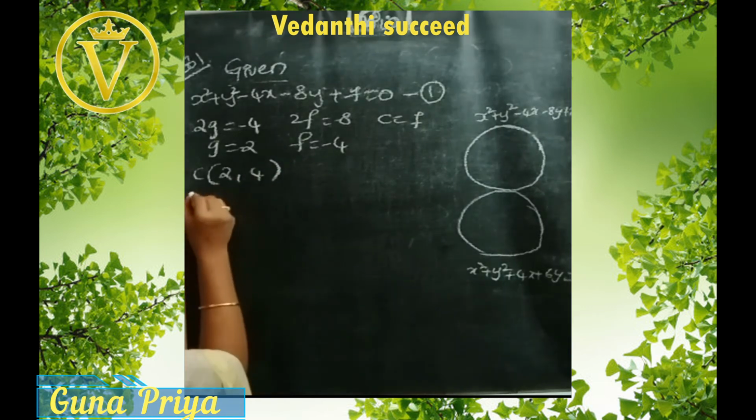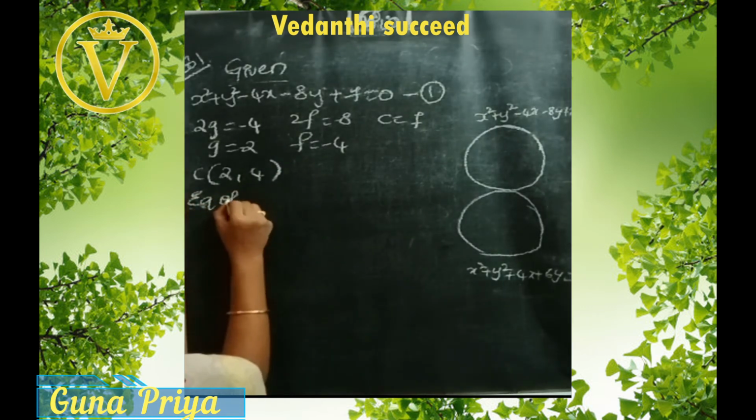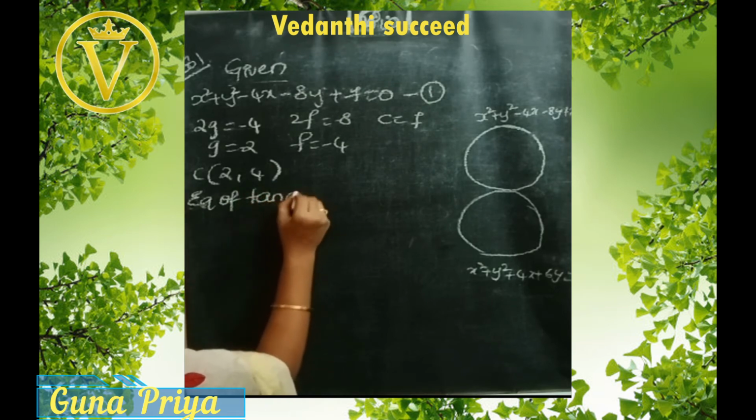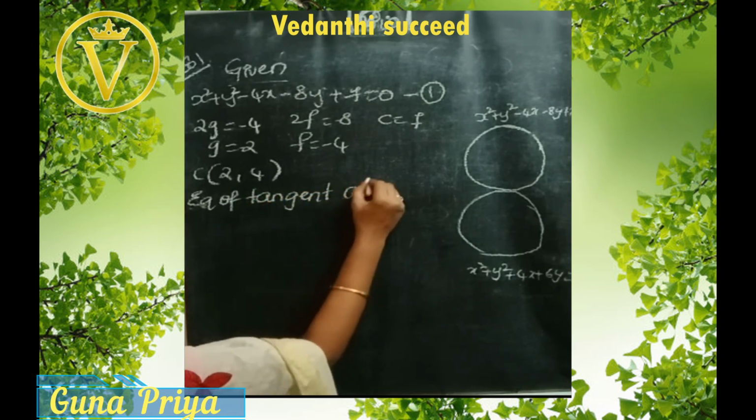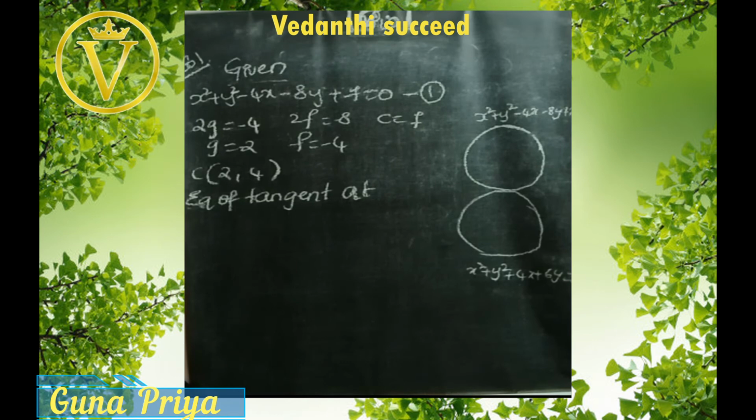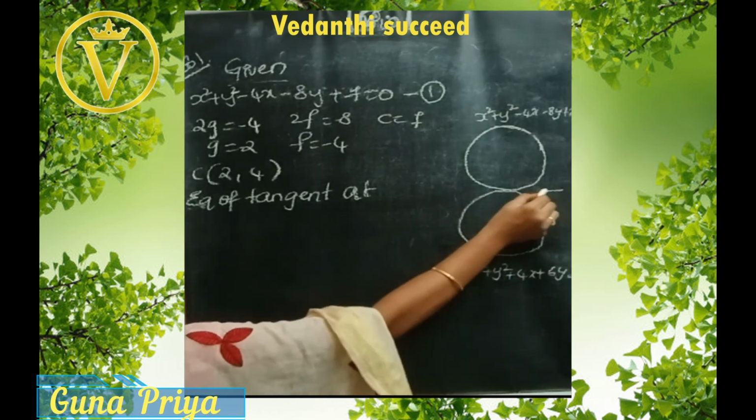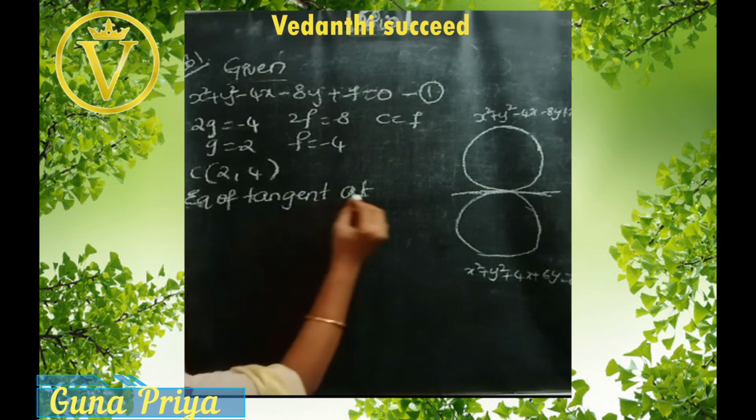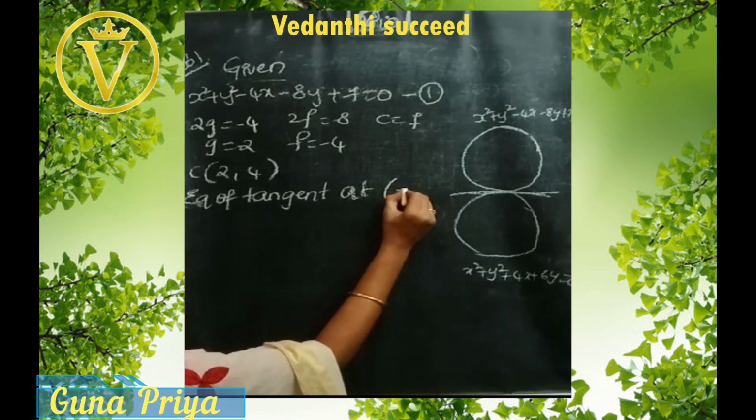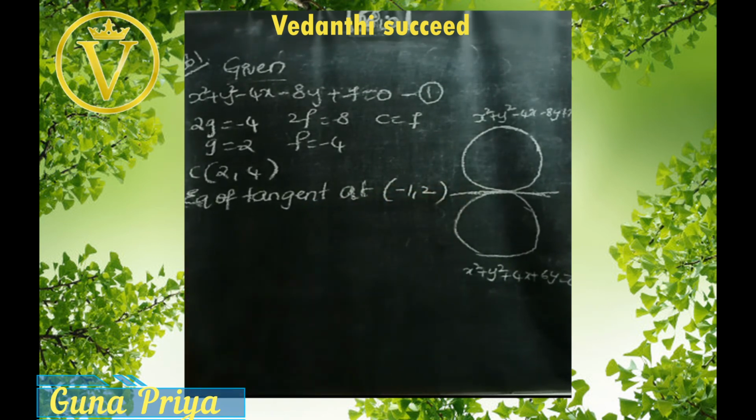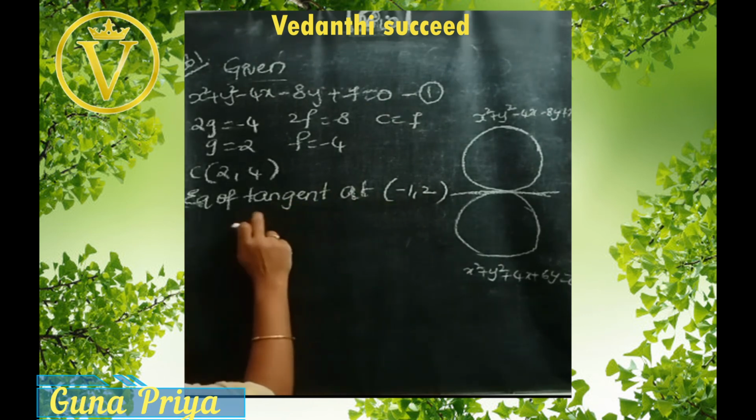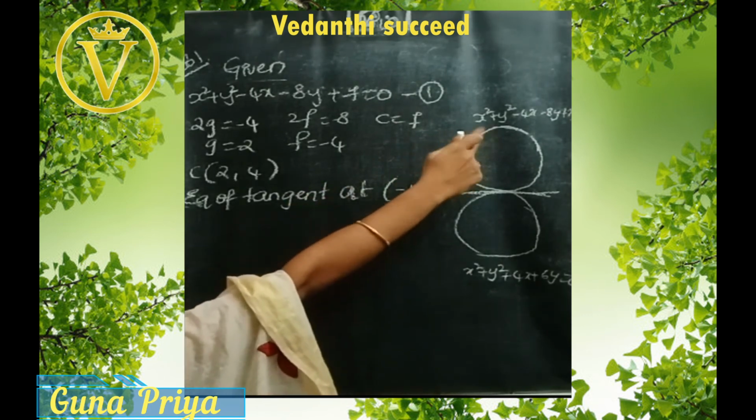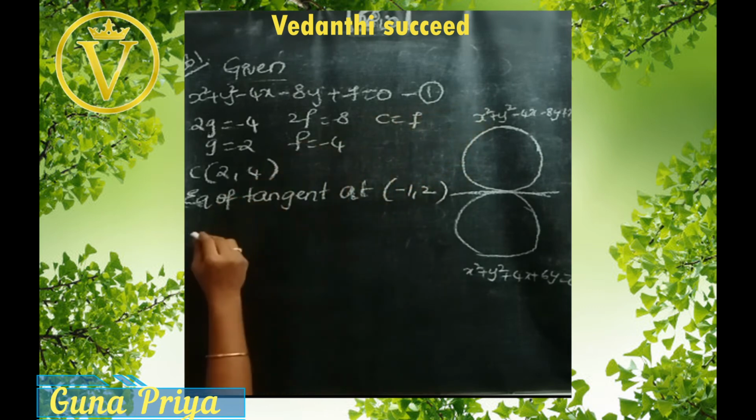How to find the equation of the tangent at a point? They have given a point, that is -1, 2. From that point we have to find the equation of the tangent by using this circle equation.